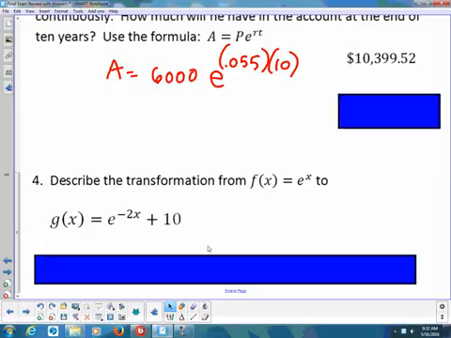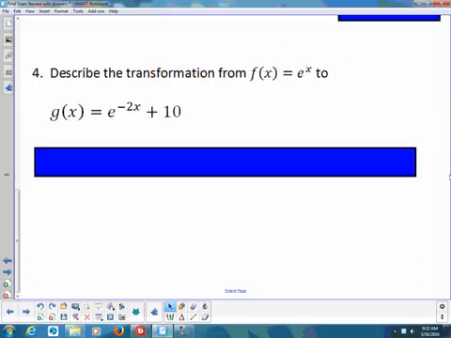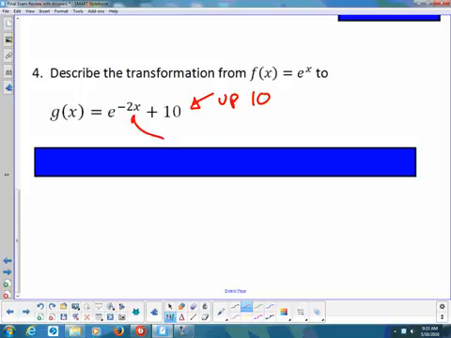All right. So let's take a look at this one. You're describing the transformation from e to the x to e to the opposite of 2x plus 10. So what kind of transformations do we have here, Michaela? Is it shifting, stretching, reflecting, compressing? Up 10. Okay. What else? A horizontal compression of 1/2.